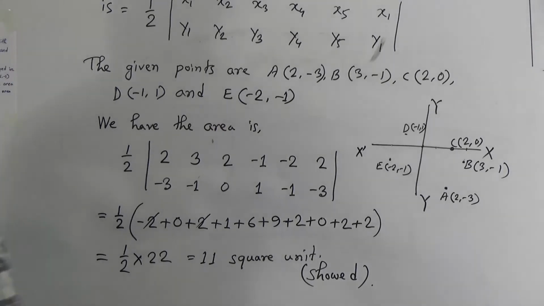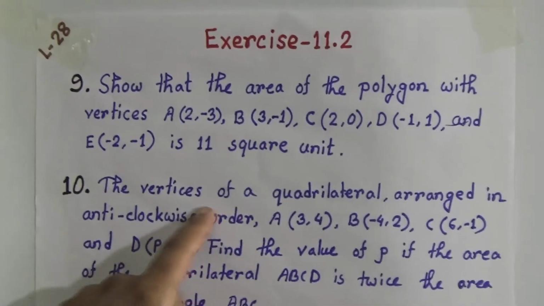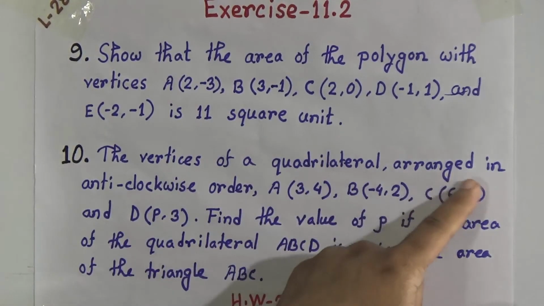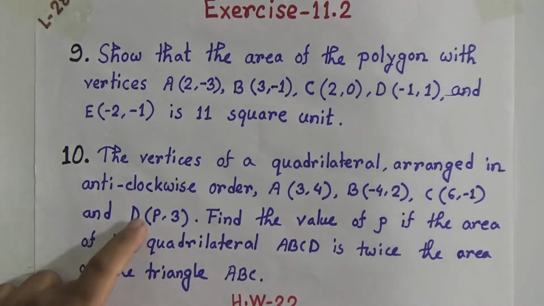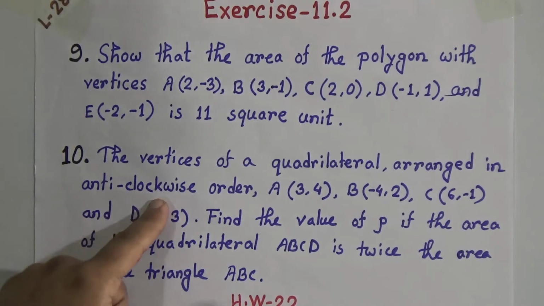The next one is question number 10. The question number 10 is so easy. Look at the question. The question is the vertex of a quadrilateral. The vertex of the quadrilateral arranged in anti-clockwise order A, B, C and D. That means these A, B, C, D 4 points are already arranged in anti-clockwise. No need to arrange it.